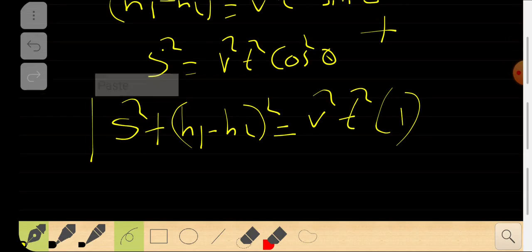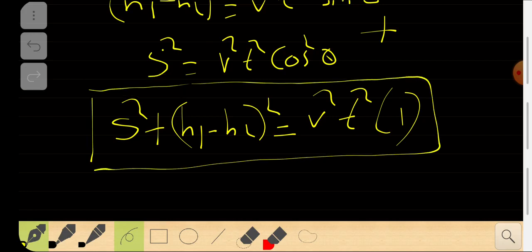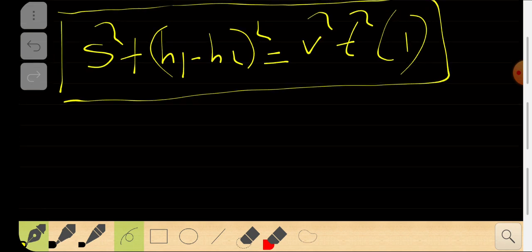So what I did is that I eliminated the theta component, so that it is easy to solve now. Now what I can write down is the time, right? Time, or t square, let it be t square, that's easier.